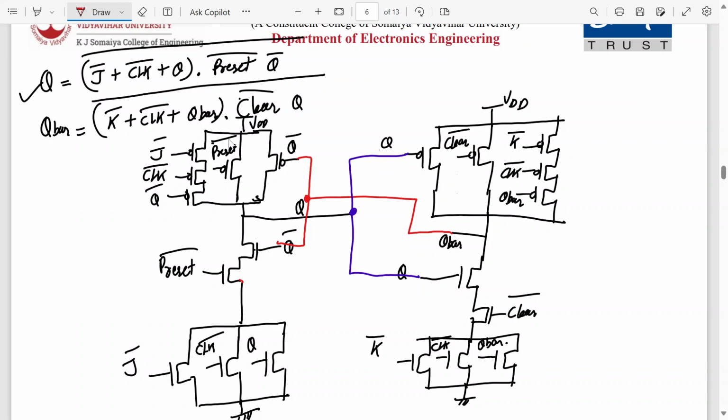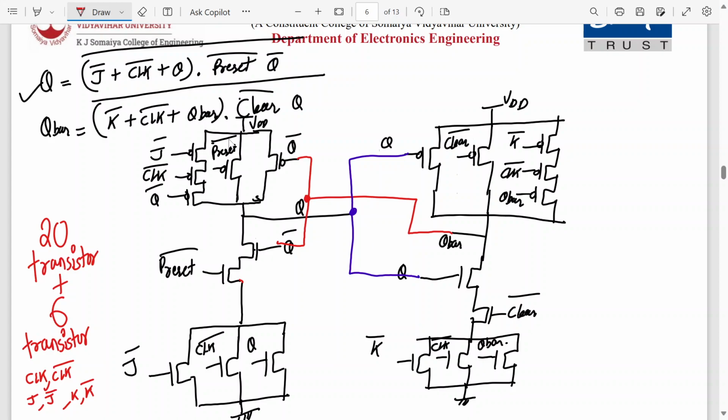So how many transistors are required? Anyone counted? This is 5 here, 5 here, 10, 10, 20, right? 20 you can see, but how many more do you require? 6, sir. 6 transistors for J, K and clock, right? So you have clock bar, J bar, K bar. To generate this we require CMOS inverters. So total 26 transistors. As you can see, the number of transistors is increasing. The next upcoming topic is JK flip flop, the master slave JK flip flop.